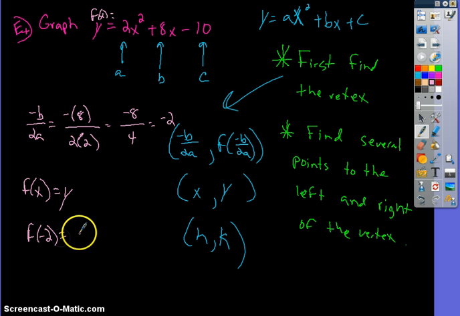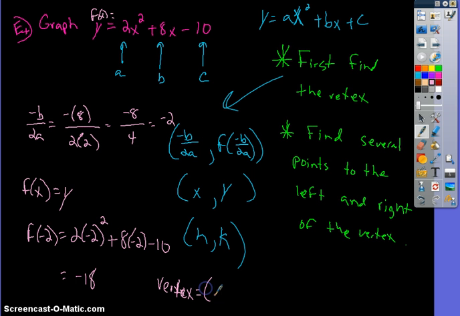You're going to plug in negative 2 everywhere: 2 times negative 2 squared, 8 times negative 2, subtract 10. So everywhere there was an x, you're going to replace that x with negative 2. You'll find the value of that, and the value should be negative 18. So I know the coordinates for my vertex: the vertex is equal to negative 2, negative 18.